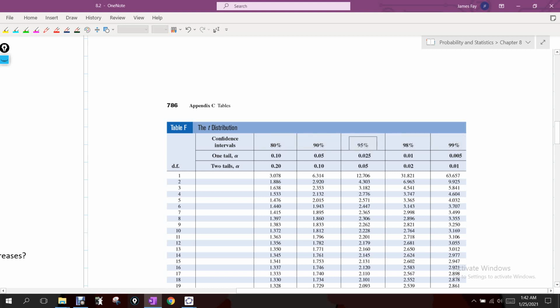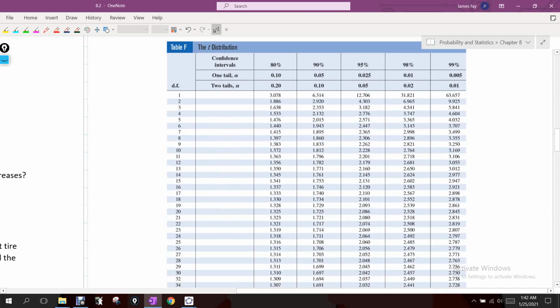Like I said, these two, one tail, two tail, that doesn't matter to us right now. Those are some tests that we'll do later. What we're going to do is very similar to what we did with the Z table. We're going to pick our confidence level and our degrees of freedom. I said 15 was our sample size, so we go 15 minus 1 to determine our degrees of freedom.